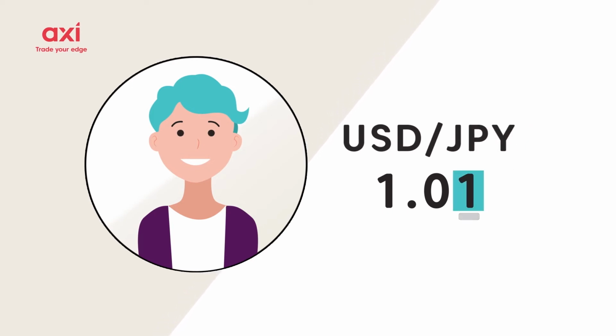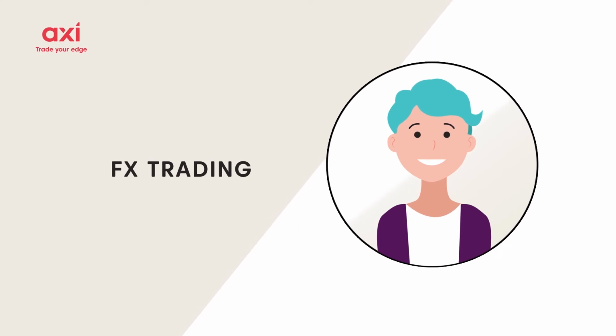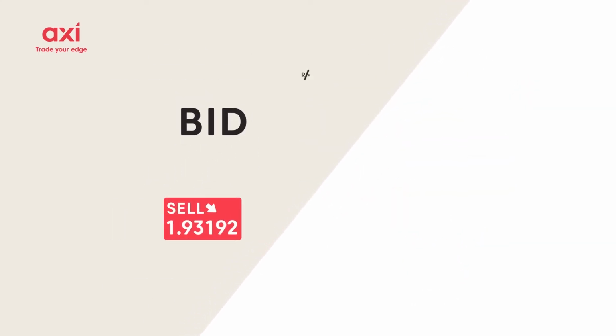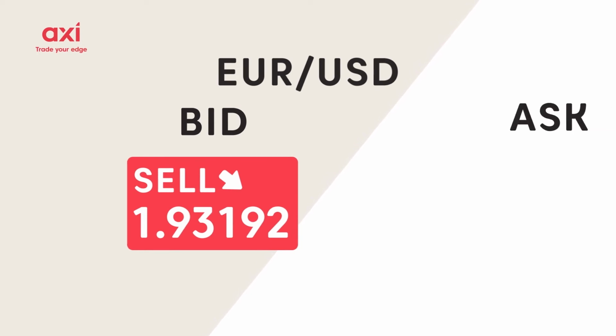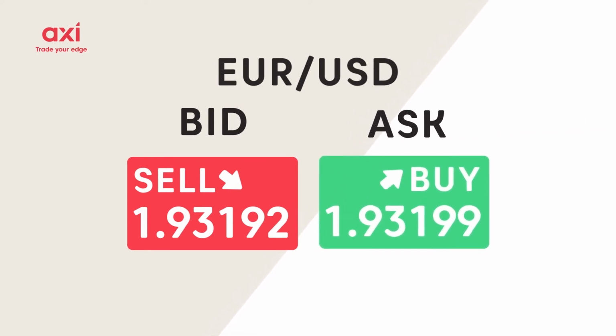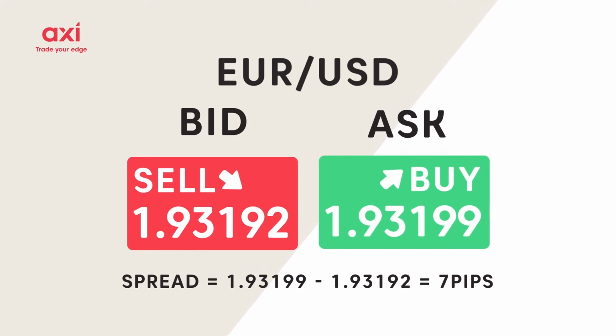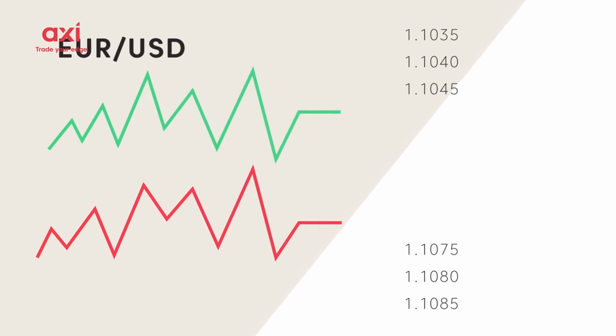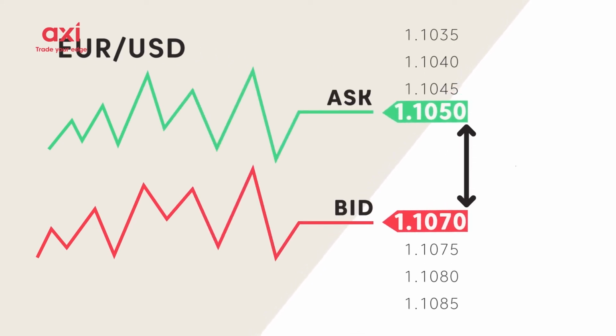Three other words you'll often hear in FX trading are bid, ask, and spread. Bid is the price at which you sell a currency pair, and ask is the price at which you buy. The spread is simply the difference between the bid price and the ask price. Traders typically hate high spreads because it means they pay more for each trade. And that's why it's so important to pick a broker with low spreads.